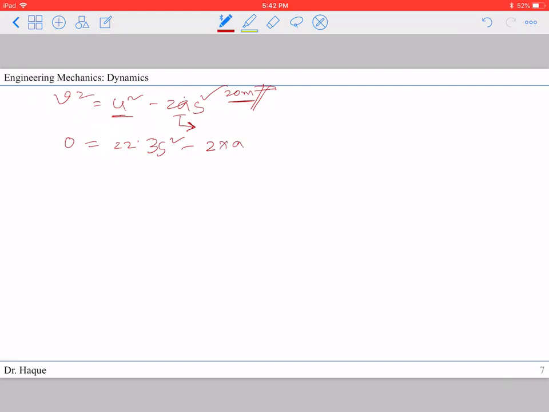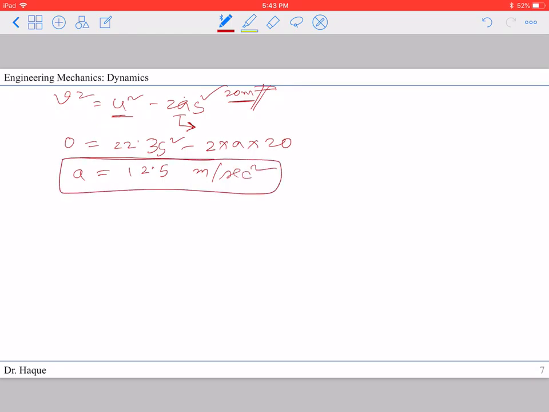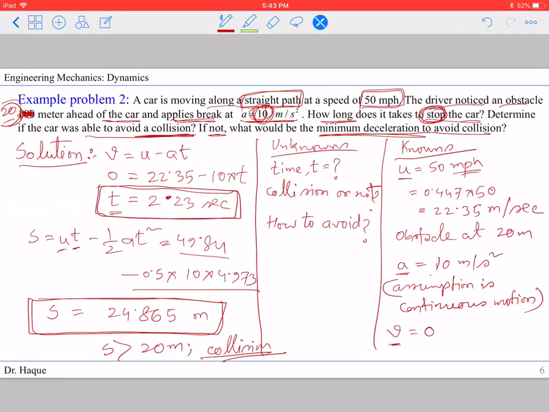We're looking for the acceleration, so we'll keep that, and the displacement s is 20. So if we solve, we get acceleration is 12.5 meter per second squared. So this is the minimum acceleration required to stop the car to avoid the collision. So this was our final unknown that we found out. We have answered all three, so we solved the problem.